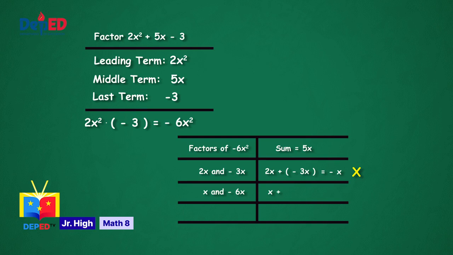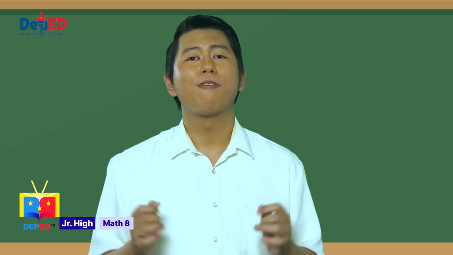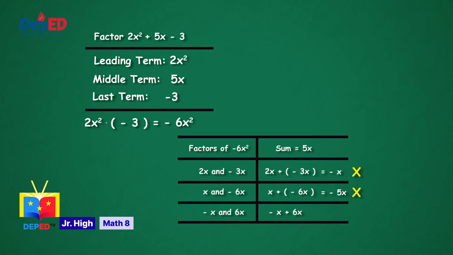Let us get their sum to check. What is x plus negative 6x? The answer is negative 5x, and it is negative because 6x is larger than x. But wait, we need positive 5x. Hence, the sign must be wrong. The correct factors should be negative x and positive 6x. Again, find their sum. Negative x plus 6x is finally positive 5x.